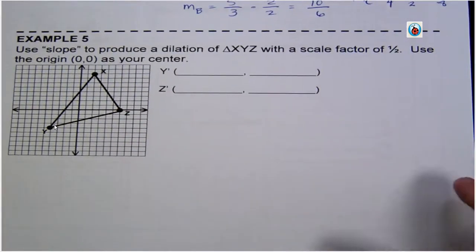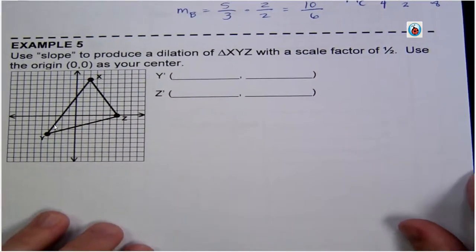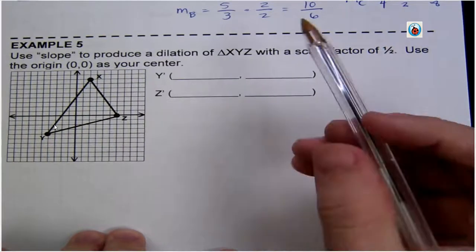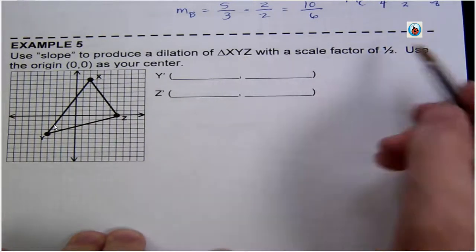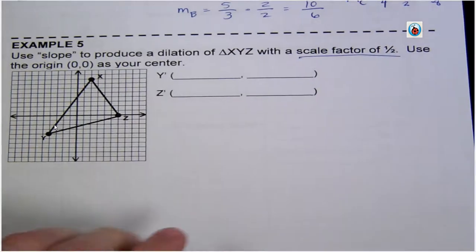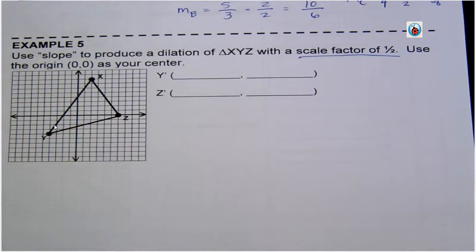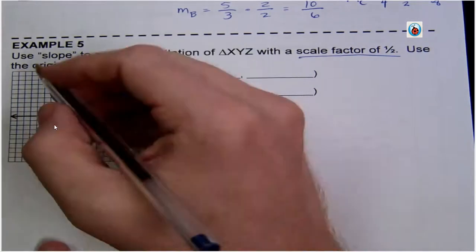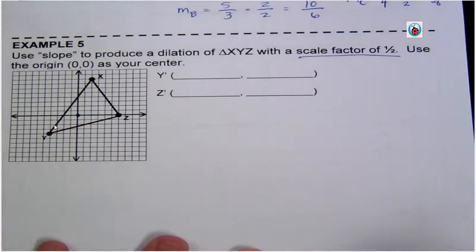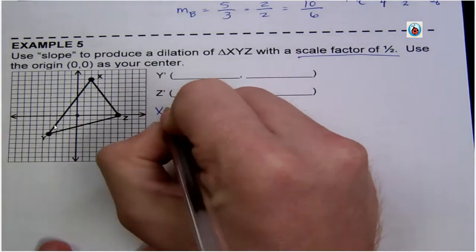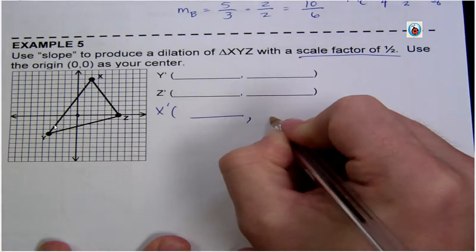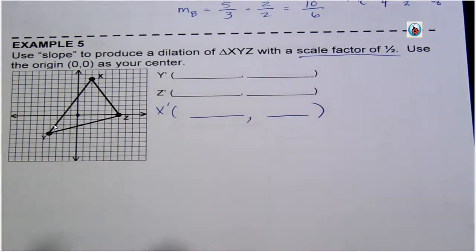So example 5, use slope to produce a dilation of triangle XYZ with a scale factor of 1/2. So now it's getting multiplied by a half. It's becoming half the size it used to be. So we're still using the origin 0, 0 as your center. And again, they gave us y and z, and x here. We're going to do all 3 points, the whole triangle.